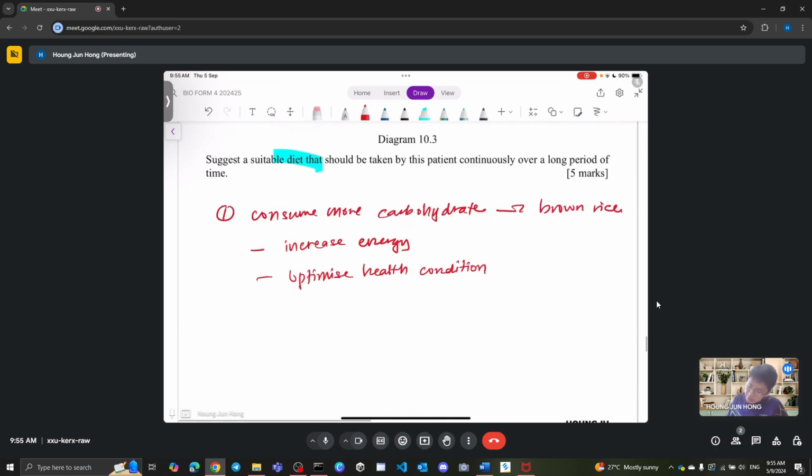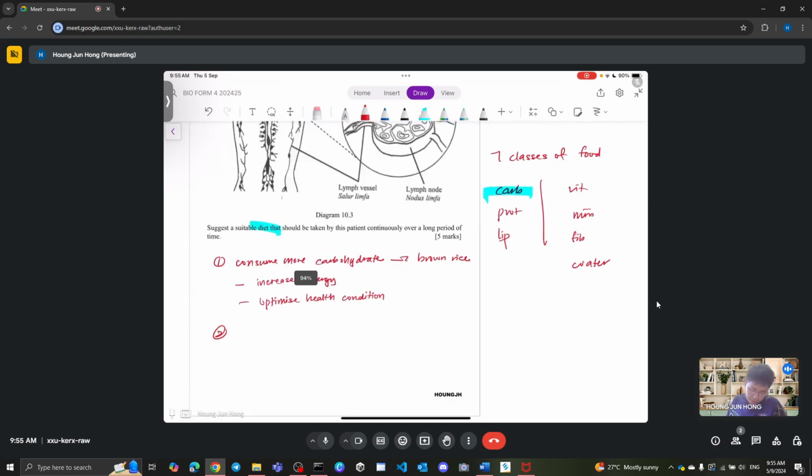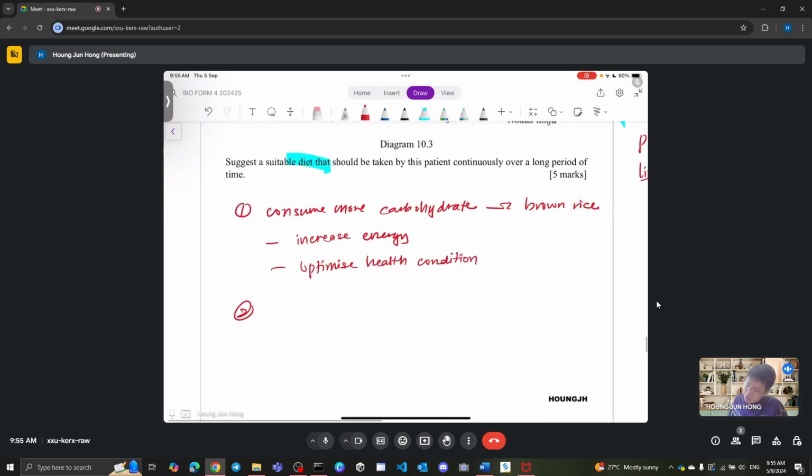Okay, next one. We talk about, let's say, protein. Same thing also. Of course, you need more protein. You are having cancer. Your cells are being beaten. Your cells are being damaged. You need protein. So consume high protein.